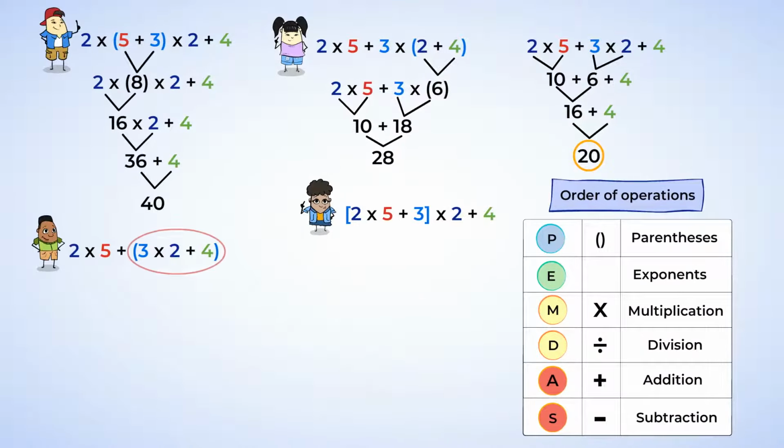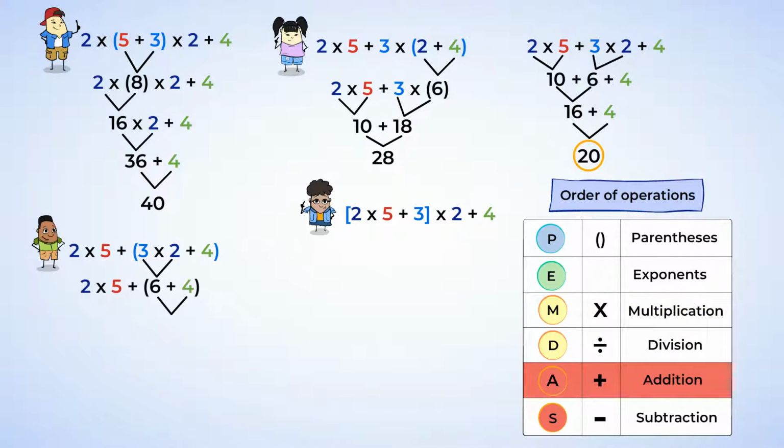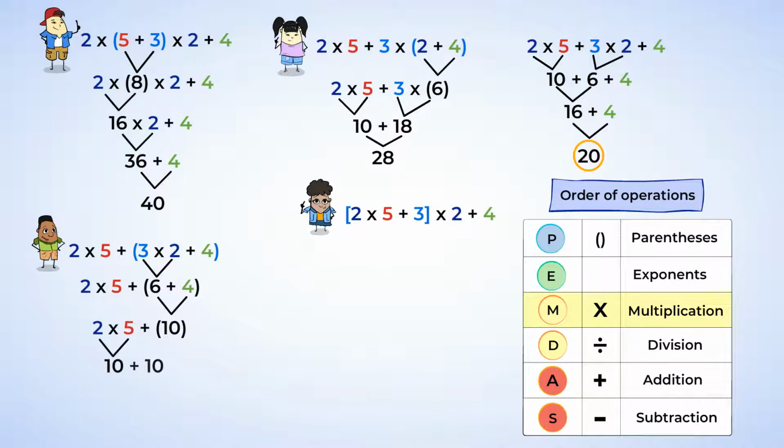Whoa. Will has 2 different operations in his parentheses. Now, the rules for the order of operations apply inside parentheses, and so we're going to start with the multiplication before adding the 4. So 3 times 2, that's 6, and 6 plus 4 is 10. Now move to the rest of the expression, and 2 times 5 is 10, and 10 plus 10 is 20. Hey, cool. That answer ended up being the same as the original.